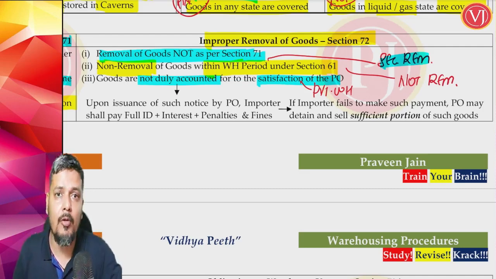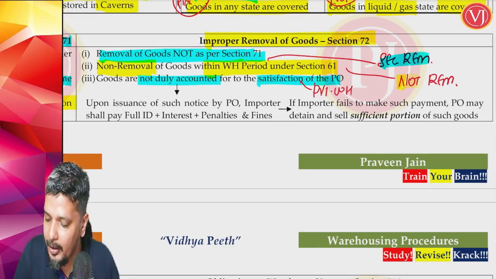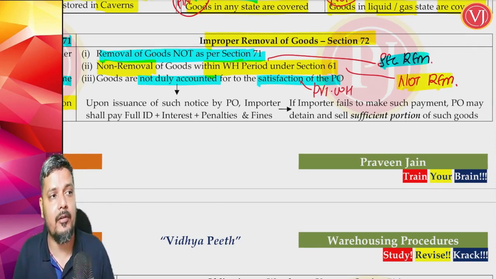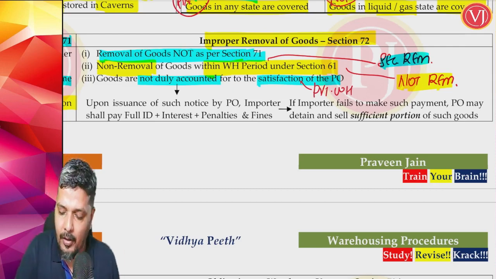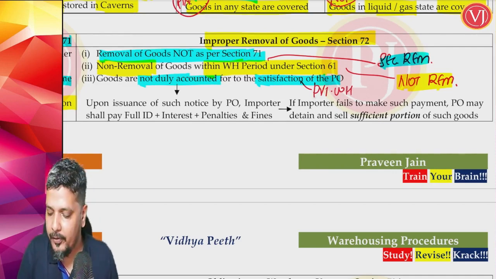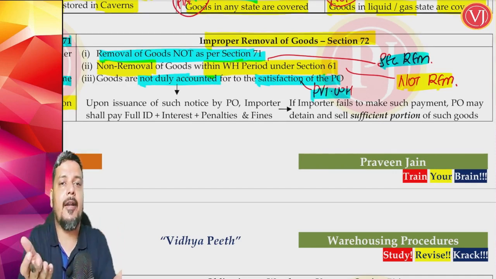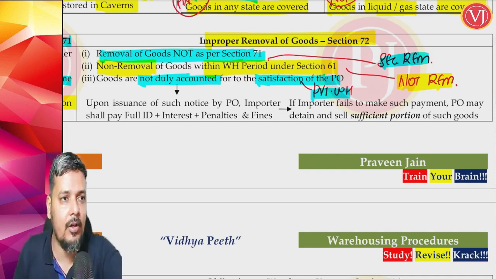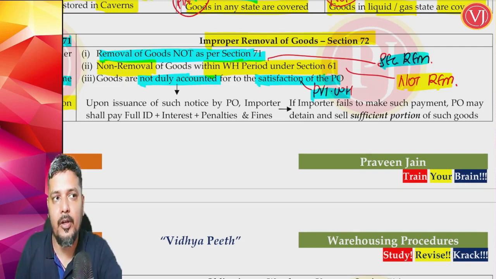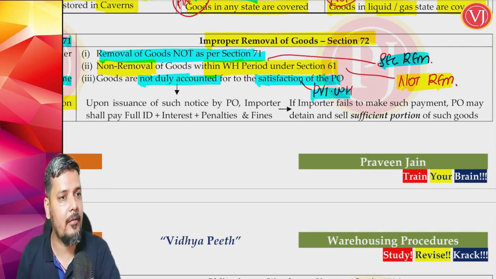It is not removed but deemed to be improper removal. Very important point. We will be using it later. Not removed but improper removal. Or you have not accounted the goods to the satisfaction of proper officer. It happens in private warehouse where quantity as per record is 1 lakh units, but actual quantity inside is 95,000, which means 5,000 units are not properly accounted. Shortage, you pay import duty with interest and penalty.